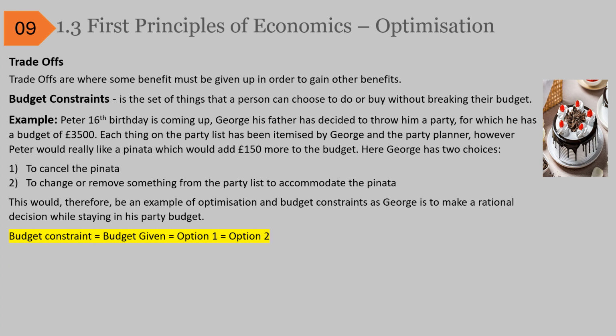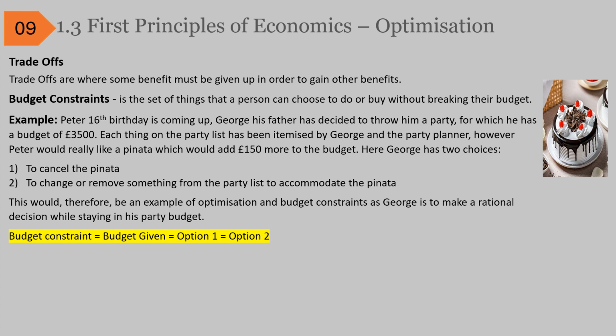So an example is that Peter's 16th birthday is coming up and his father has decided to throw him a sweet 16 party, and he has a budget of around 3,500. So everything on the party list, from cakes to balloons, has been itemized by George and the party planner. However, Peter would really like a pinata for his birthday, which would add £150 more to the budget. Now, George has two options. It's to either cancel the pinata or change or remove something from the party list to accommodate the pinata.